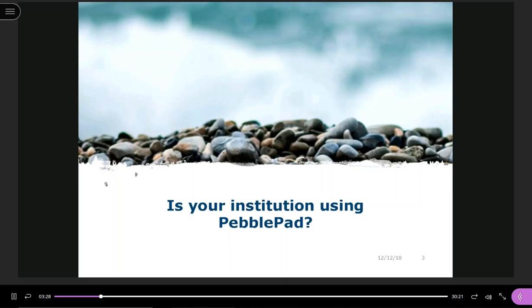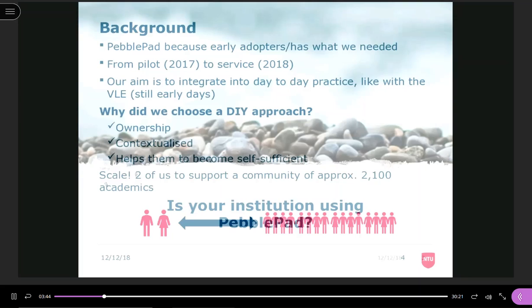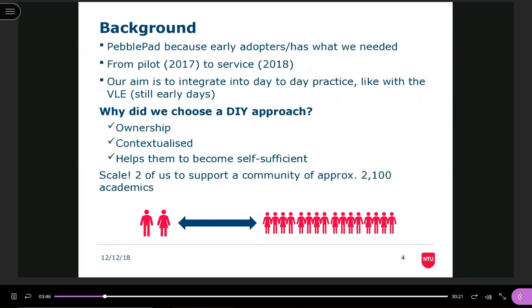Thanks, Rachel. Right, so there's a few of them in the audience that are actually considering using PebblePad or hear just a little bit more about it, I assume. Quite a few of them. Thanks for that. Excuse the slides, it seems to have converted them into a strange format when we uploaded them, but I'm sure they'll be available afterwards.